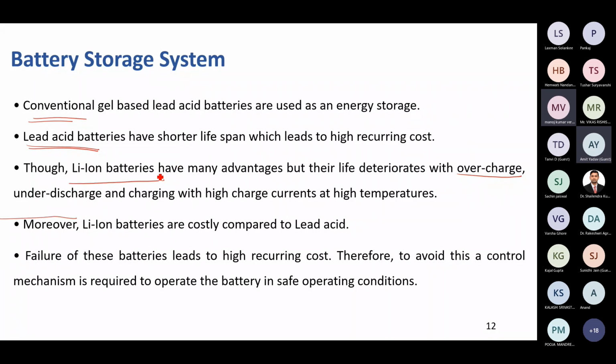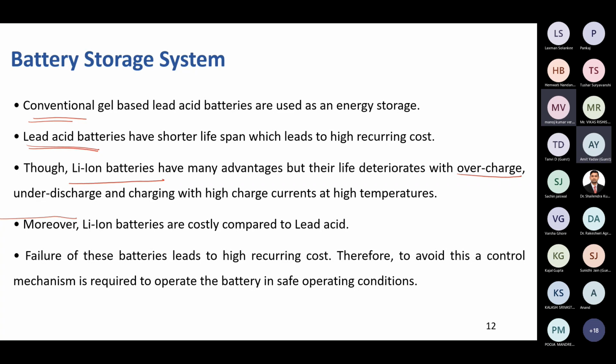Still, it will be an advantage if you operate within the range and within the controlled range of temperature; we can improve the life of the battery. Lithium-ion batteries are also costly compared to lead acid, and if you have a high recurring cost every year, you can see that the cost of the battery is very high compared to the other components.